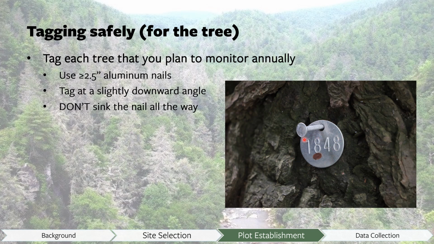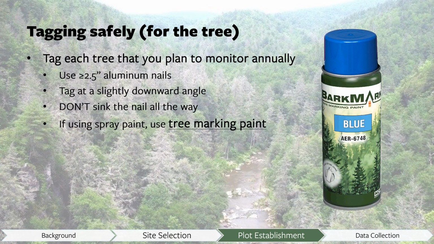Another thing to bear in mind is not to sink your nail in all the way for the same reason. So then as your tree is growing, it won't eat the nail and the tag. You just want to sink that in until it's through the bark and just into the wood itself, and then that just gives your tree room to grow. And then finally, if you are using spray paint to mark your trees, just make sure that you use tree marking paint. There are specifically formulated tree paints that are less harmful to the trees.